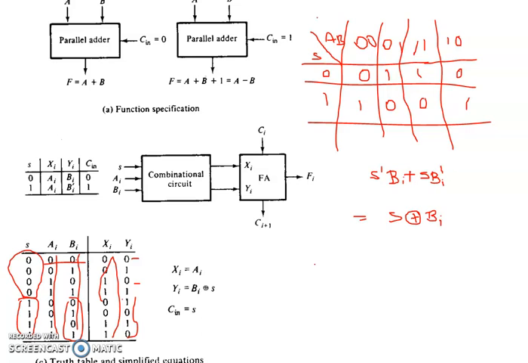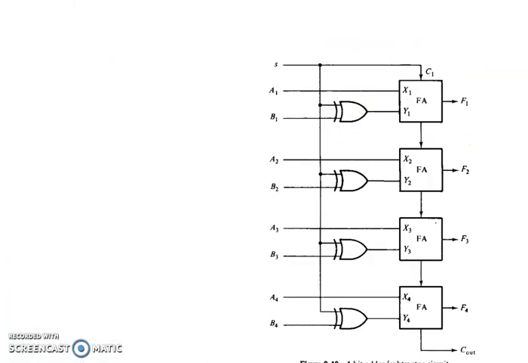So for that, we need to design a K-map. A K-map will be designed, and based on that K-map, you will be generating a Boolean function, and based on that Boolean function, the combinational circuit that can be used to perform that operation will be decided. So in this, the Boolean function derived was S exclusive OR Bi. So in this case, this is the circuit that will be designed.